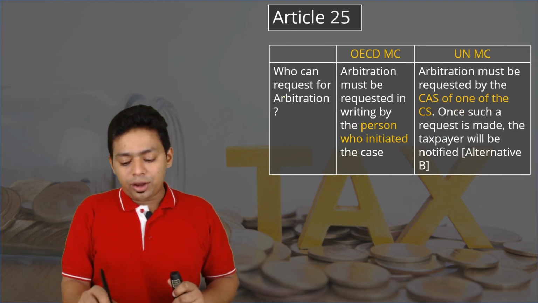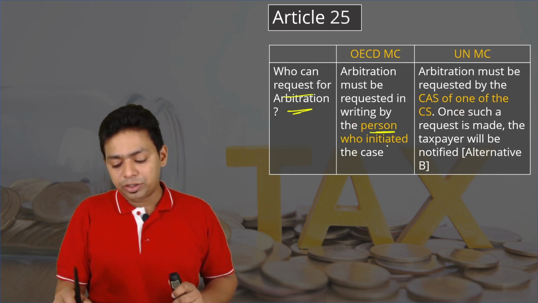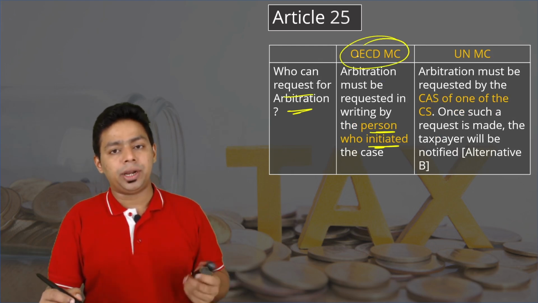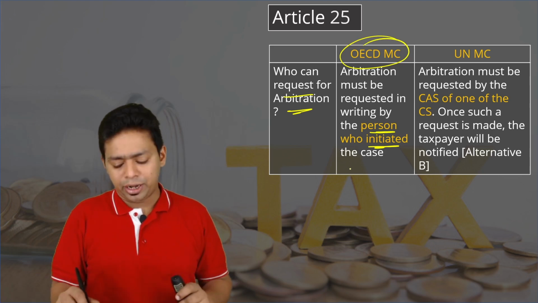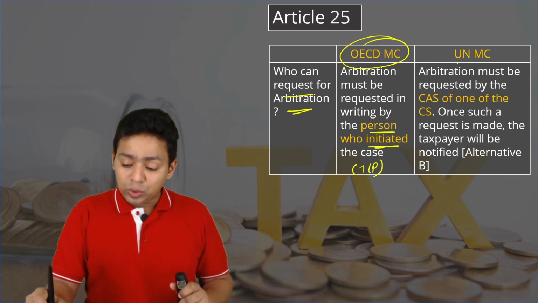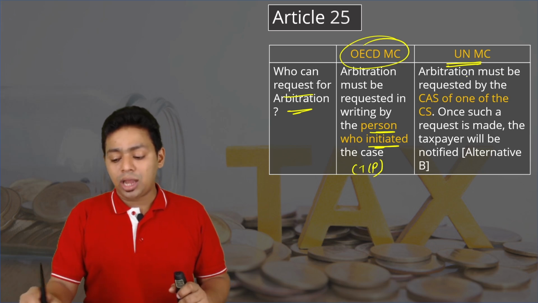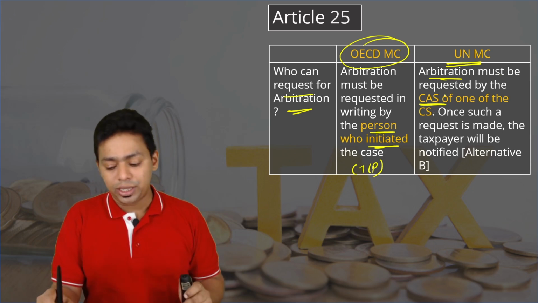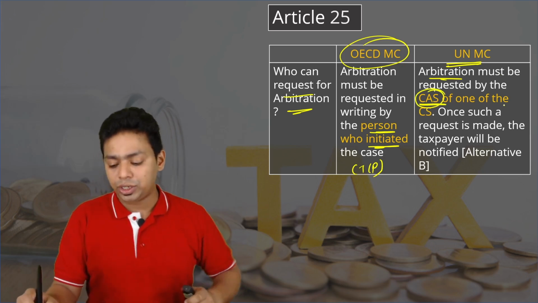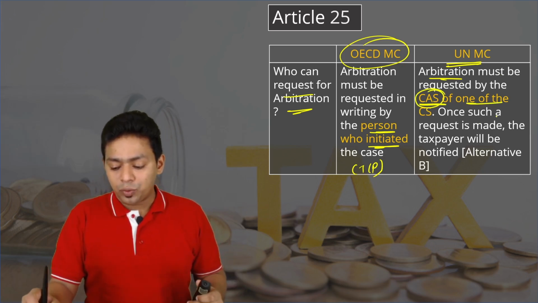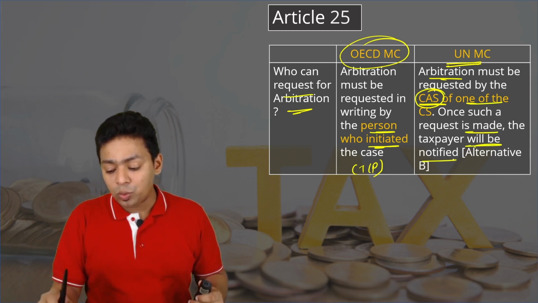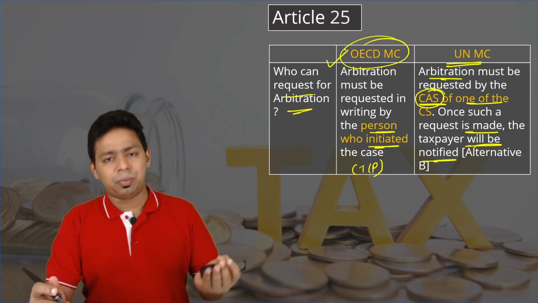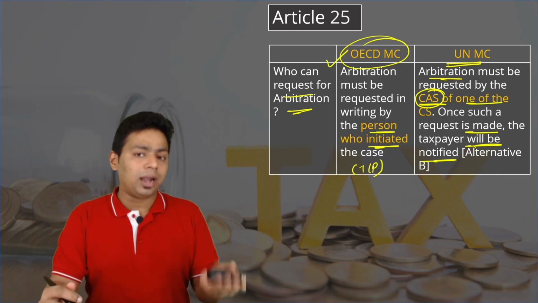Now, who can request arbitration? Arbitration must be requested by the person who has initiated it. In the OECD model we also have the concept of arbitration, and obviously arbitration will be demanded by the taxpayer. In the United Nations model, please understand, arbitration must be requested by competent authorities, not by the taxpayer. Here the competent authority of one of the contracting states will call for arbitration. Once such a request is made, the taxpayer will be notified. In the OECD model, it is developed nations, matured people are there, they can handle the cases.